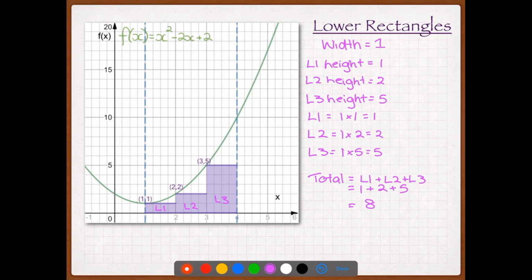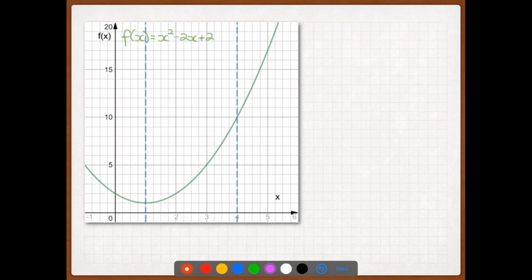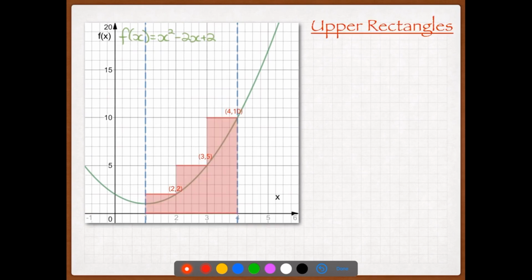The next thing we're going to look at is what our upper rectangles are. Using the same process as before, we look at our points that we've already found, then we look between the intervals and look for the one that's higher of the two. You can see here that the one to the right is higher, same again for this interval, same again for this interval. So all of our rectangles are now going from the right. There they are. You can see them shaded here.